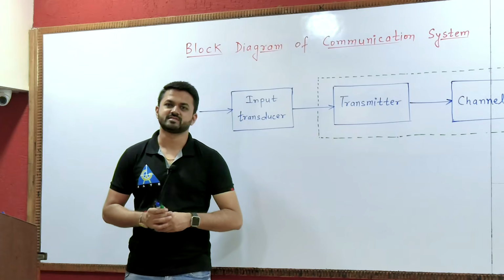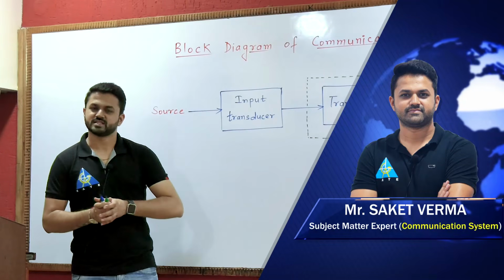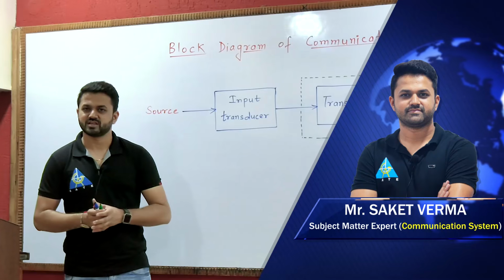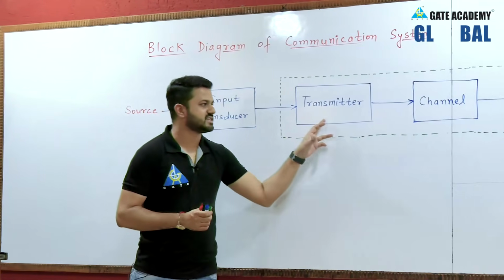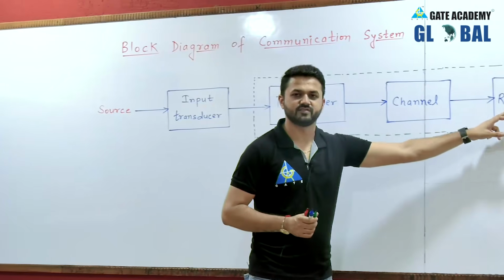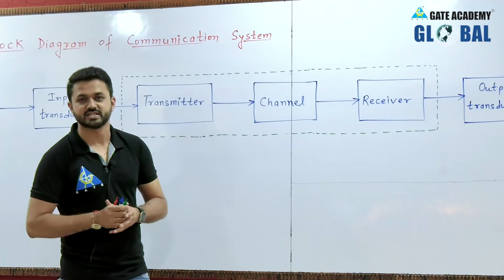So our first topic is block diagram of communication system. In the block diagram of a communication system, we have a number of blocks, of which there are three main building blocks. They are transmitter, channel and receiver. These three blocks are the main building blocks of any communication system.